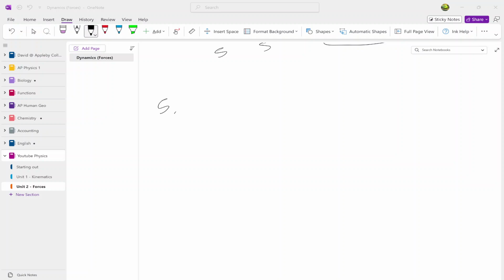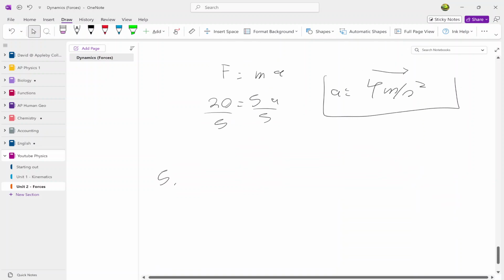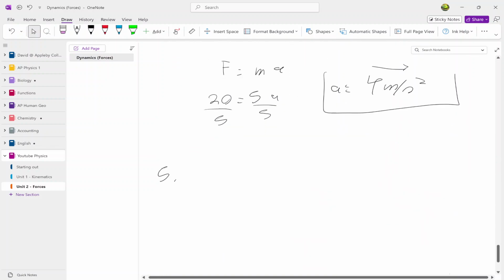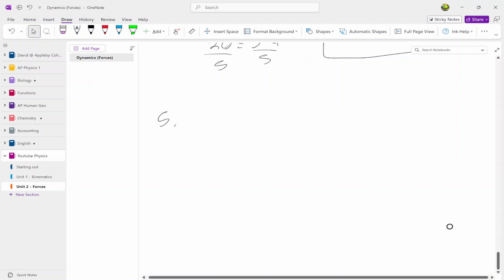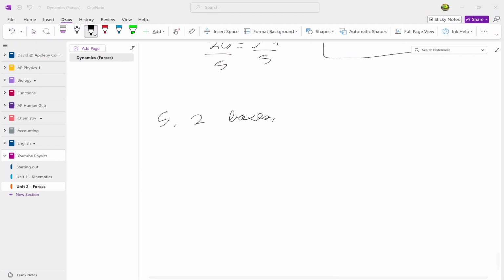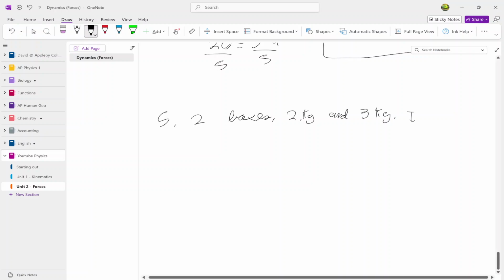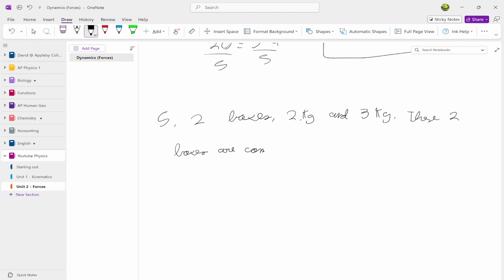This is a tension between two different objects instead of just a tension on one object. So let's say there's two boxes. There's a 2 kg one and a 3 kg one. These two boxes are connected.